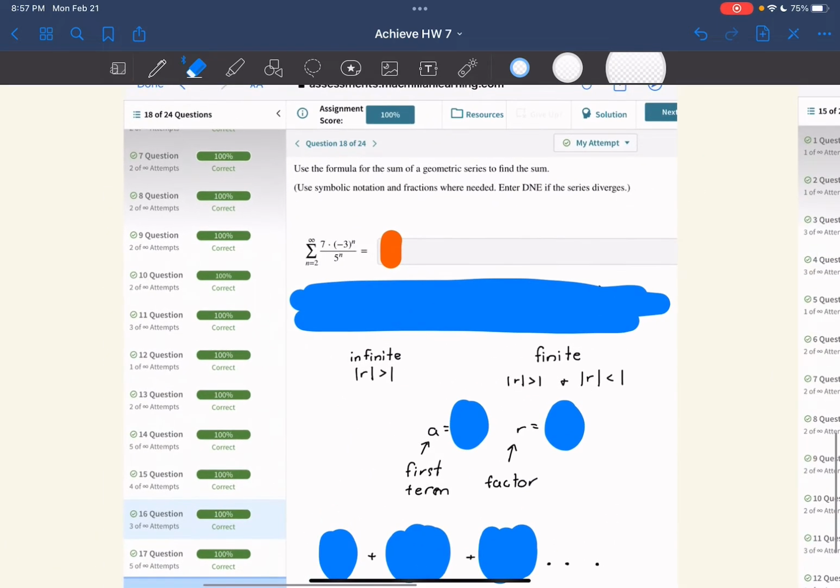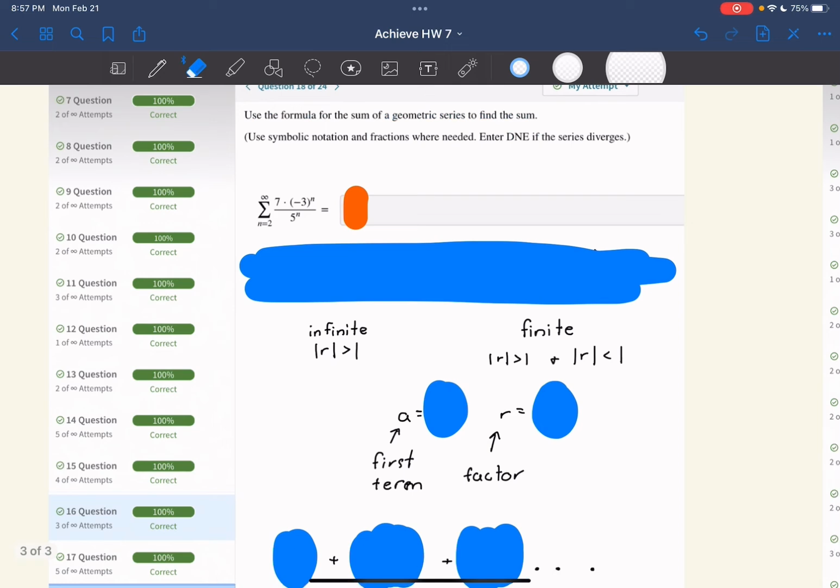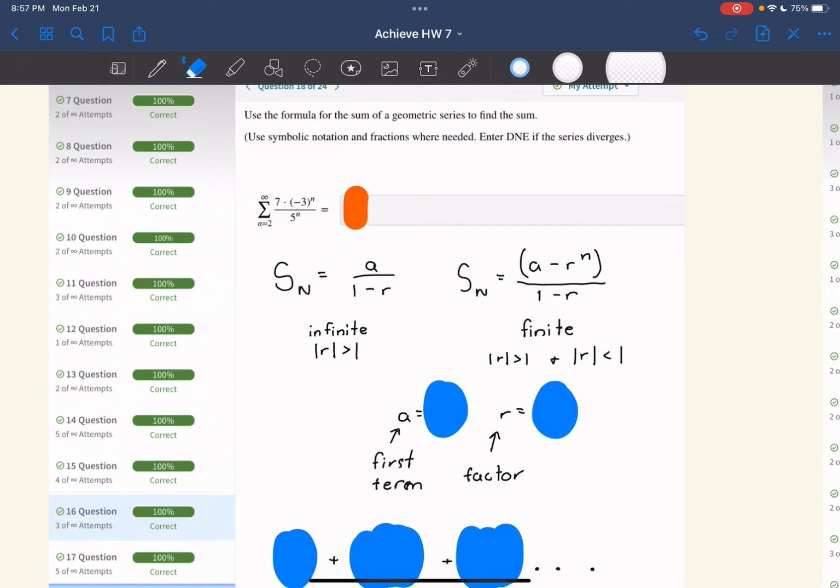So first off, we have question 18, and it says use the formula for the sum of a geometric series to find the sum. Pretty much what we have here is, and I'm going to explain these later and I'm going to prove them, but we have 2 formulas. S sub n is equal to a over 1 minus r, and then we also have S sub n is equal to a times 1 minus r to the nth, divided by 1 minus r. Now, these can be confusing, like which one do I use in certain cases and why are they like this, but we're going to make this all clear.